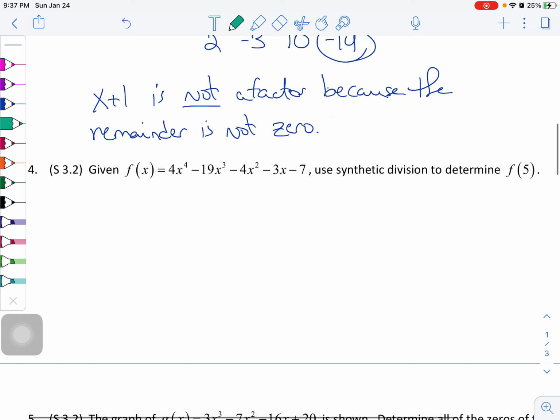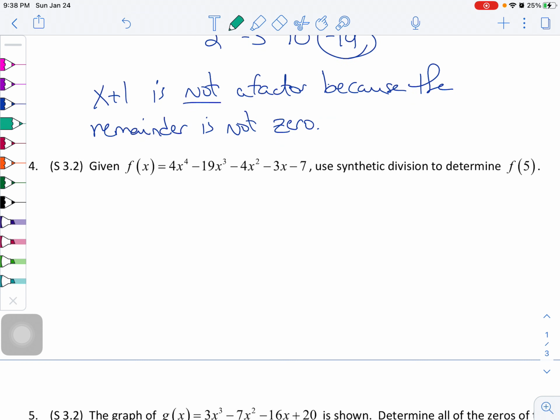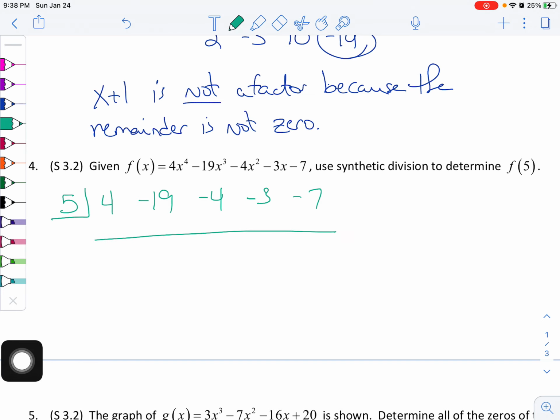Sliding on down to number 4, it specifically says we have to use synthetic division to determine f of 5. So we already know that x is equal to 5. That's what the function value here is. I'm going to grab the coefficients of this problem. So 4, negative 19, negative 4, negative 3, and negative 7. I don't believe I need any placeholders. 4, 3, 2, 1, none. I do not need any placeholders.